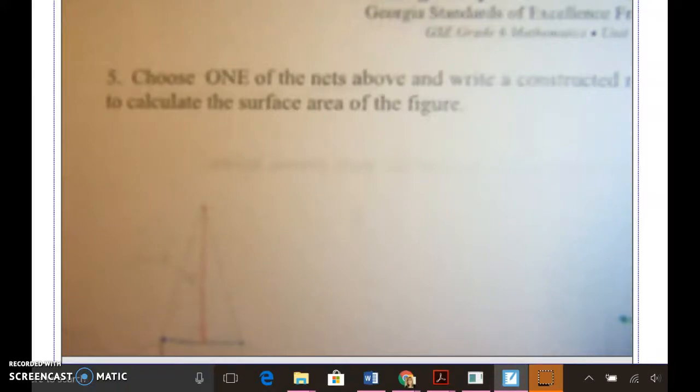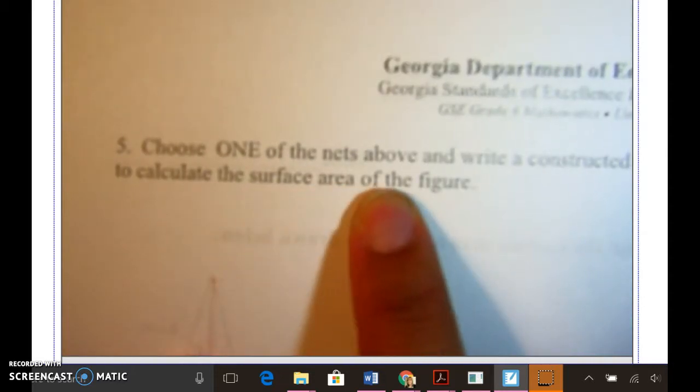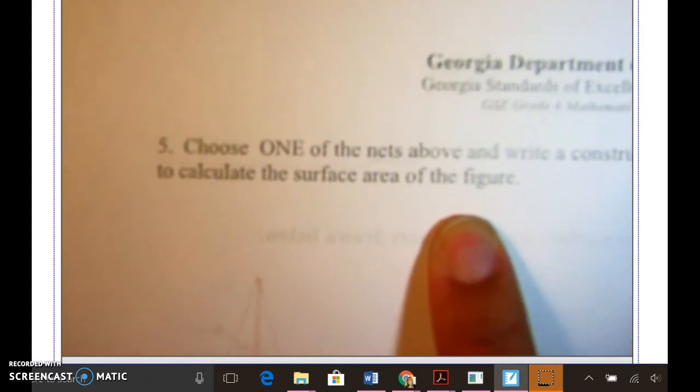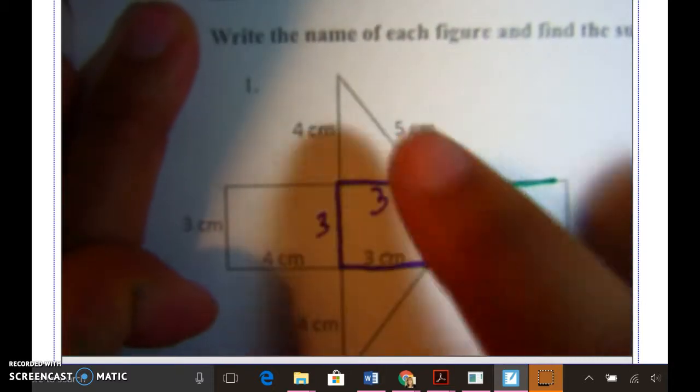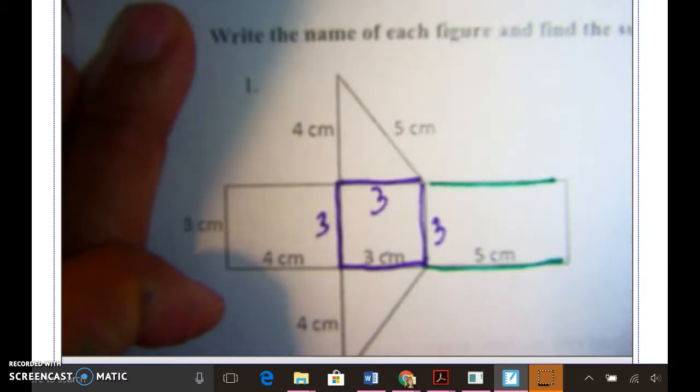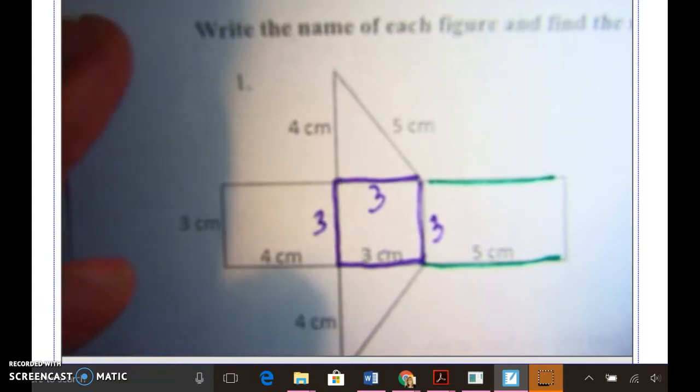Okay, this video is intended to help you with 5 through 7 on the surface area task if you need it. So 5 says choose one of the nets above. One of the nets above are one of these, 1 through 4, that you have already done. Choose one of these and write a constructive response that explains the steps used to calculate the surface area of the figure. So what that means is, if you choose number 1, you are writing out in words what you did to find the area of each shape and then the total surface area.